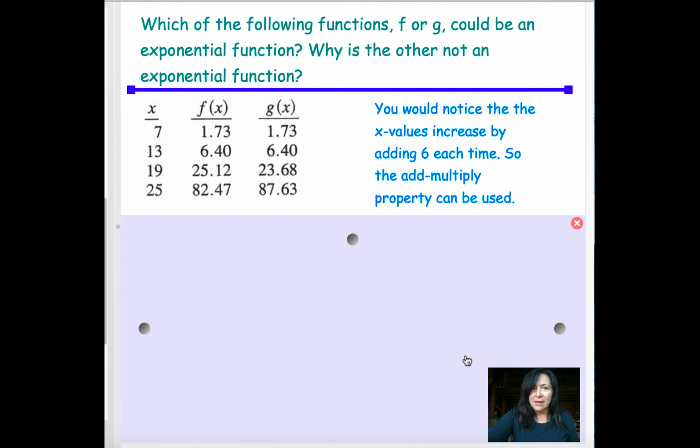So this is another question, different information. Which of the following functions, f or g, could be an exponential function? So remember, as these increase, this looks like it's increasing by 6 on each one, and that's constant. What we need for it to be an exponential function is that it has a times value. The rate has to be the same every single time. It's got to be constant. So it can't change. It's got to be pretty close to the same.